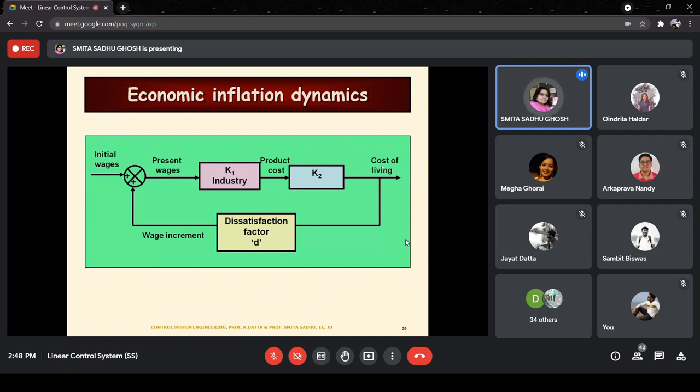They now have to spend 120 rupees instead of the 100 rupees that they were spending earlier, right? So now what will happen? They will have a dissatisfaction factor, which is denoted by the small d over here. Dissatisfaction arising out of what? Dissatisfaction arising out of the fact that the cost of living has increased, whereas the wages have remained the same.